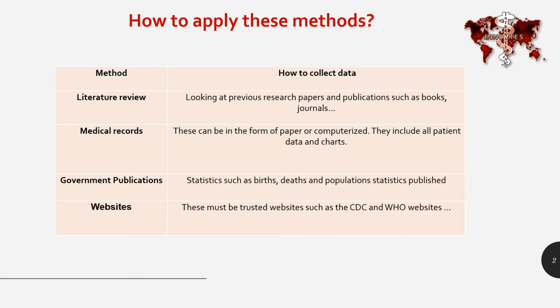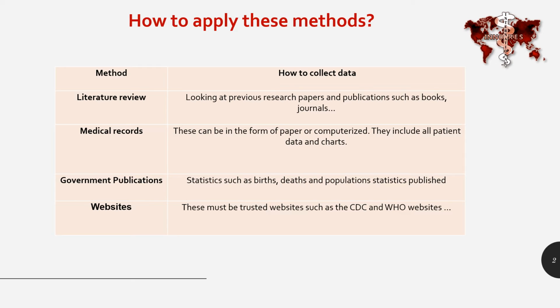Our first example is literature review. This is you and your data collection team collecting data from previous research publications or books, for example, which are relevant to your research. This form of data collection is essential to almost every research, and we're going to talk about why in a minute.